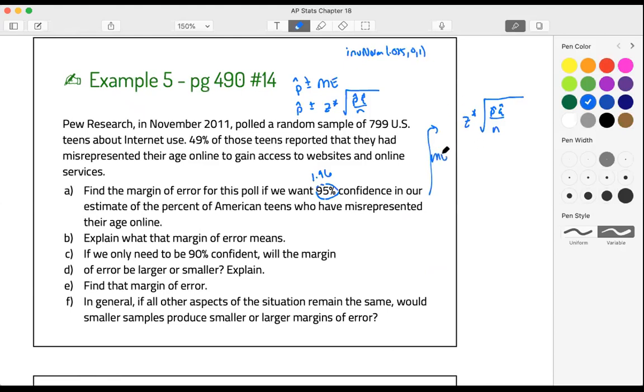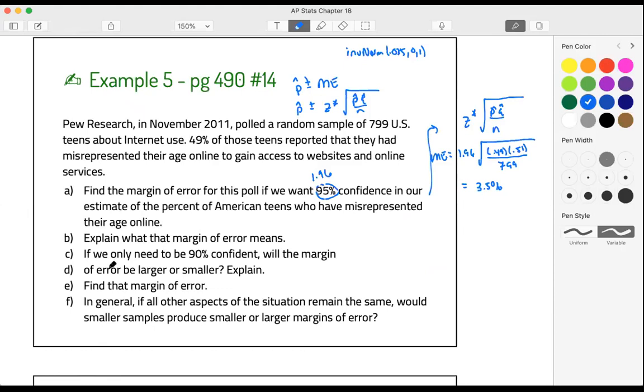So my margin of error is going to equal 1.96 times the square root of p hat, which is 0.49, times q hat, 0.51, divided by n, which is 799. When you do that for part A, you end up getting 3.5%. So that is the answer for part A. Now B, explain what this margin of error means. It means the following. The pollsters are 95% confident that the true proportion of teens who have misrepresented their age is within 3.5% of their estimated 49%.